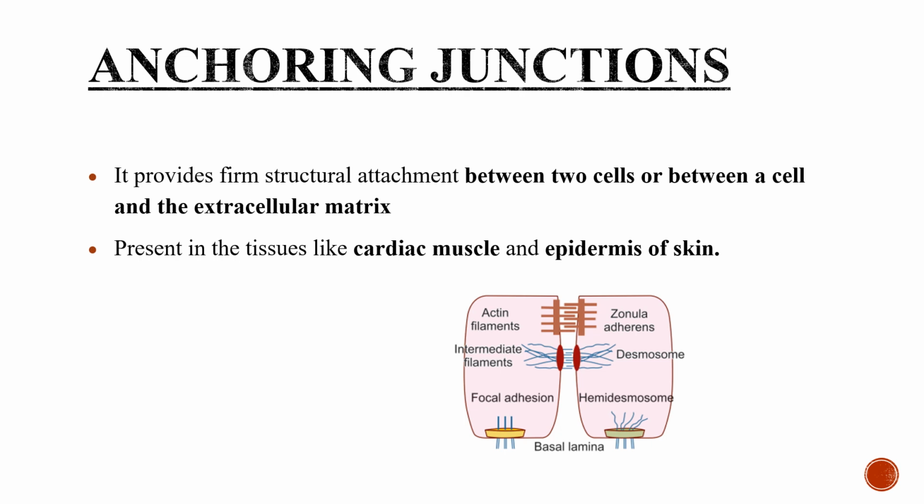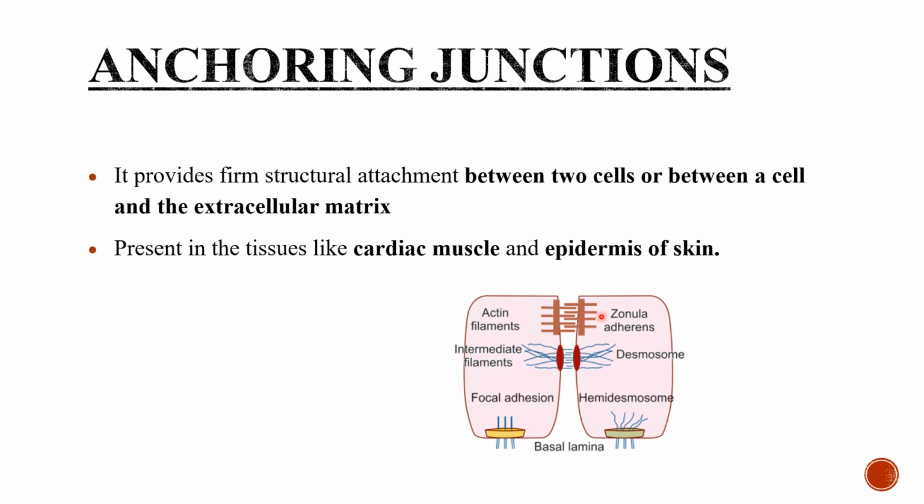So the next type of intercellular junction is anchoring junction. I told you anchoring means attachment. So these junctions mainly provide the structural attachment between two cells or between cell and the extracellular matrix. So in the definition itself, we studied what is intercellular junction. It is a connection between two neighboring cells or between cell and the extracellular matrix. So these anchoring junctions are present both in between two cells or between cell and the extracellular matrix. They are also present in tissues like cardiac muscle and in the epidermis of skin, where the mechanical attachment is very much necessary.